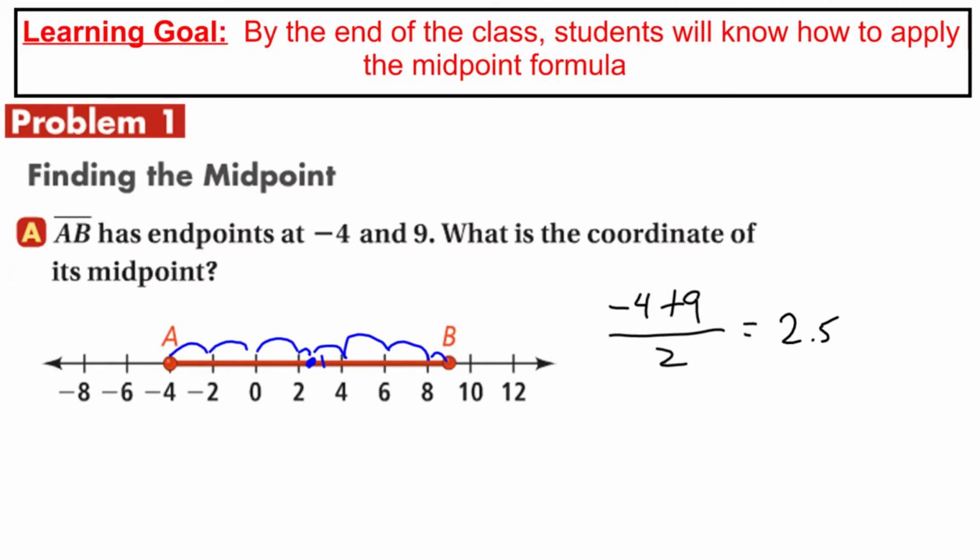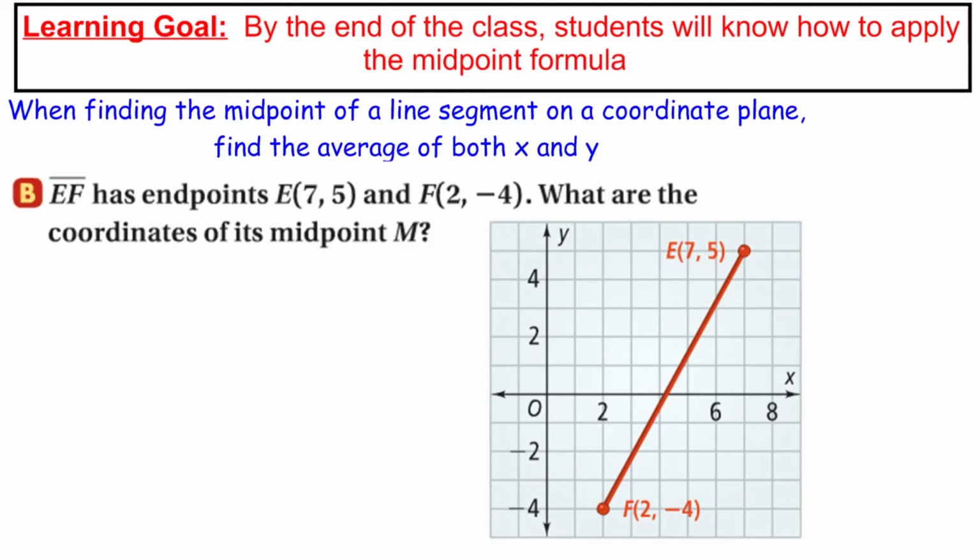Okay, so the trickier part is, well, what if we want to do this on a coordinate plane that has an x comma y, which there's actually 2 parts to that coordinate, right? And so we have a little bit more work to do. So if I give you a coordinate that looks like this, right, instead of it just being like the number 9, it's 7 comma 5, we're going to do the same thing, but we're going to do it for the x part of the coordinate and for the y part of the coordinate.